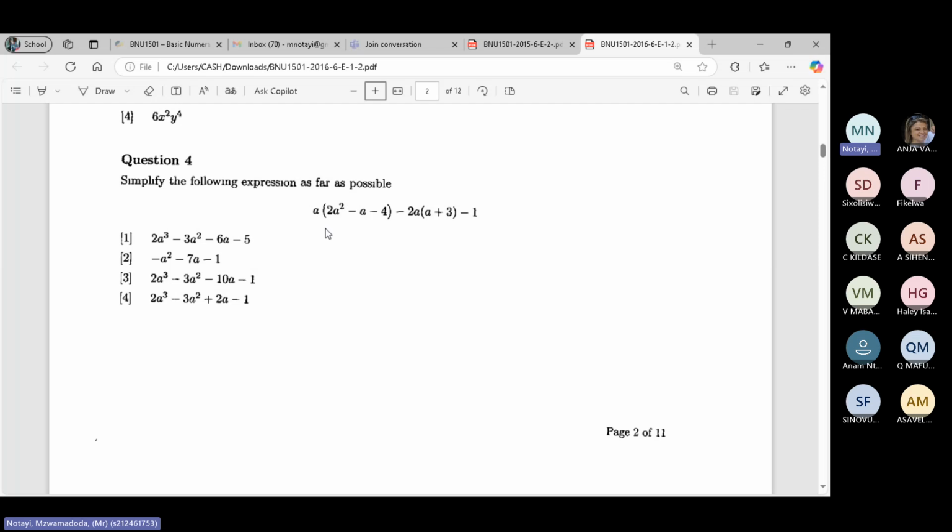So a multiplies on the first bracket, you multiply everything in that bracket by a. A multiplied by 2a squared, minus a multiplied by a, minus a multiplied by 4, and then minus 2a multiplied by a, minus 2a multiplied by 3, and then minus 1, and then simplify that expression.